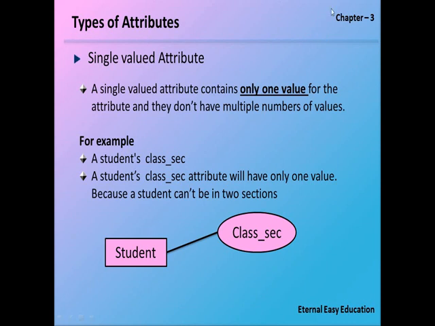Single valued attribute: a single valued attribute contains only one value for the attribute and it cannot have multiple values. In a table, for a column name, there must be a value, and it cannot have two values. So the property that holds one value is a single valued attribute. Example, a student with attribute class section. In the class section, I cannot write A and B because a student cannot be in A section as well as in B section. So he has to be in any one of the sections. So this is said to be a single valued attribute.